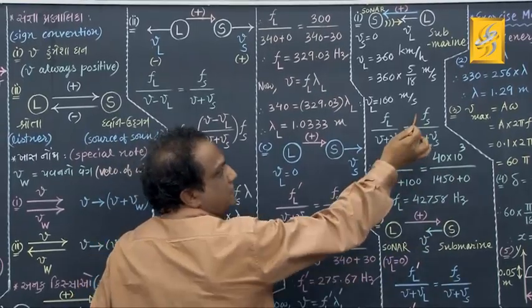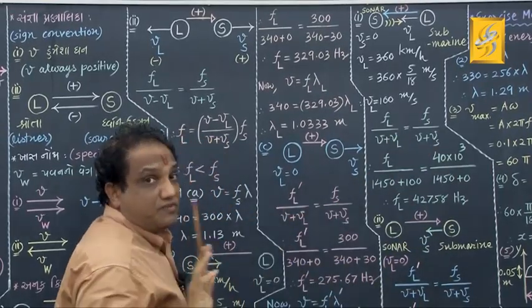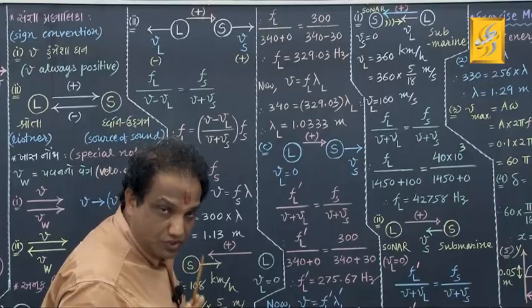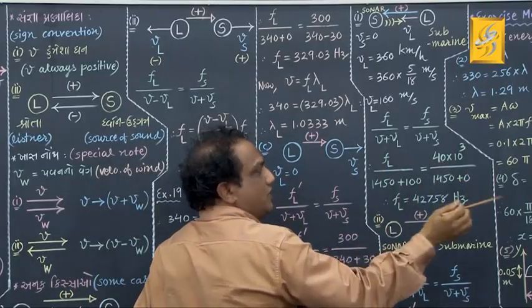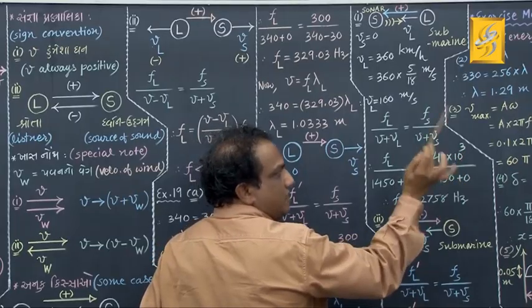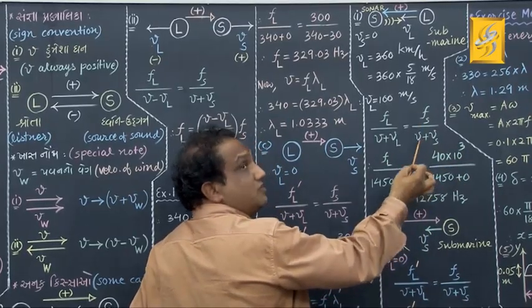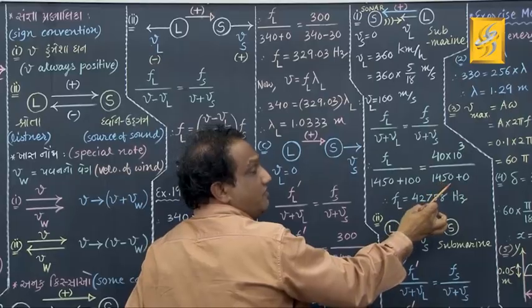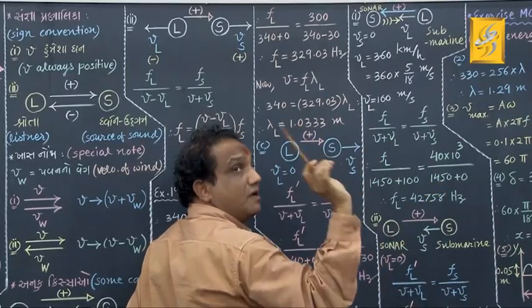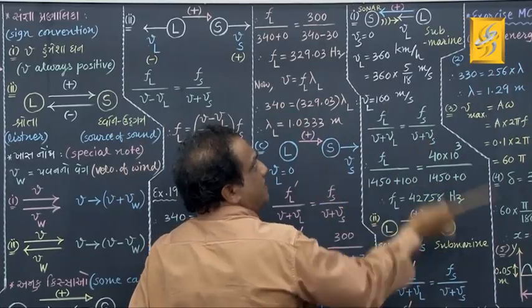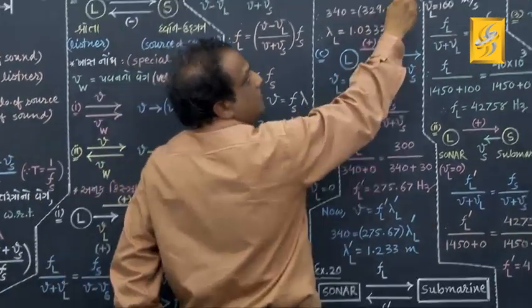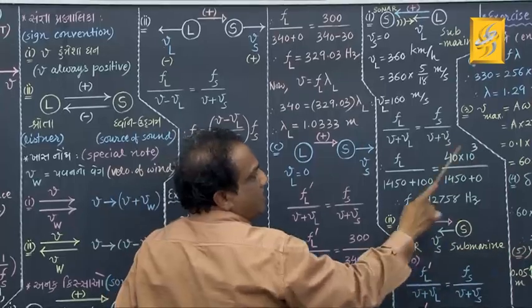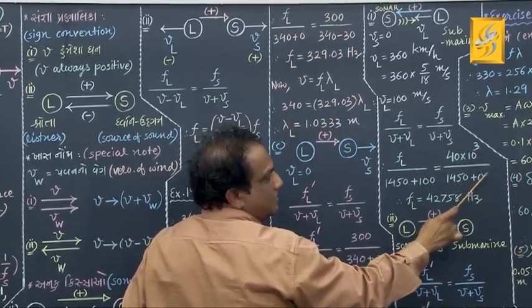Right? What is FS? Frequency of sound generated from the source. They have given 40 kilohertz. Kilohertz you must convert into hertz, multiply by 10 raised to 3. The velocity of sound waves in water, they have given 1450 meter per second. What about VS? Because sonar is at rest, naturally VS equals 0. VS equals 0. Right?